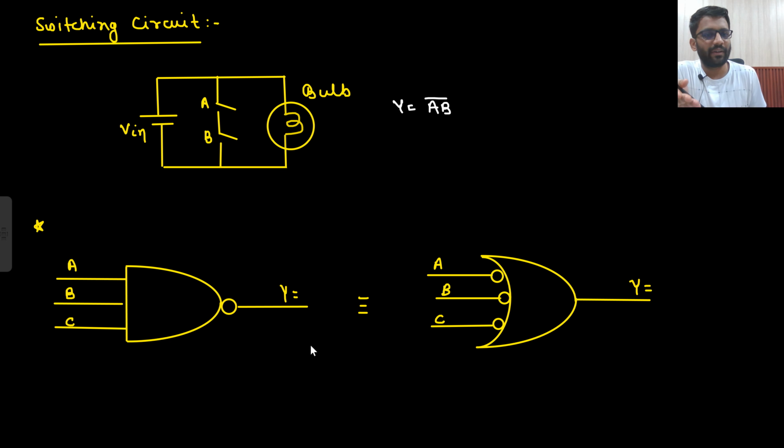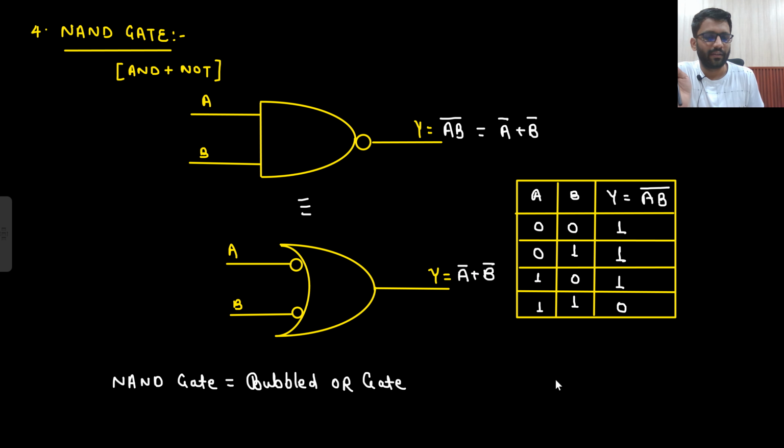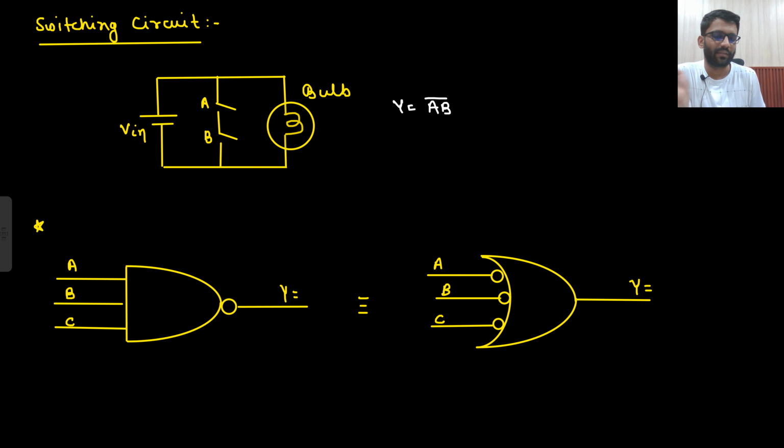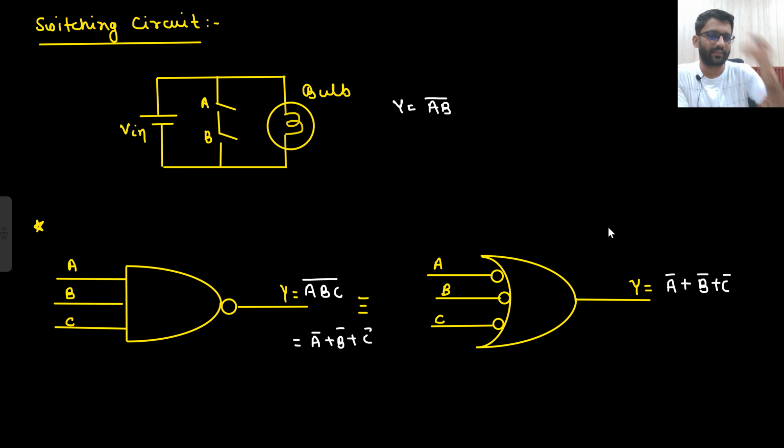So how can it be implemented? This bubble comes here and this AND gate will be replaced by an OR gate. This is how we will remember. Bubble will come here, so 2 bubbles are there and this AND gate will be replaced with an OR gate. That's it. So here what will you get? A, B, C whole bar. So certainly here it is A bar plus B bar plus C bar. So ABC whole bar can be replaced with A bar plus B bar plus C bar. So you get the same thing here as well. Okay, so this is another way of representing it.